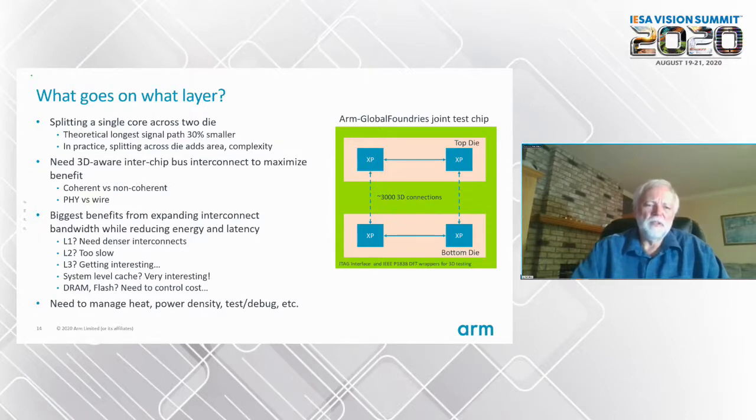L2, probably it's too slow. Even though it's vertically adjacent, it's probably still got too much overhead. L3, on the other hand, that's getting interesting. System level cache is very interesting.